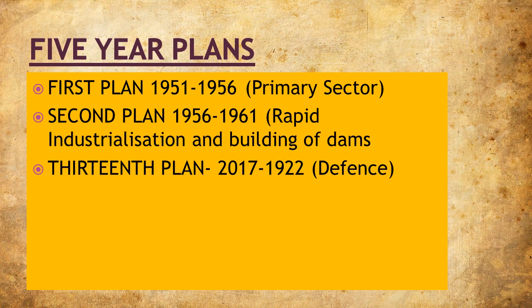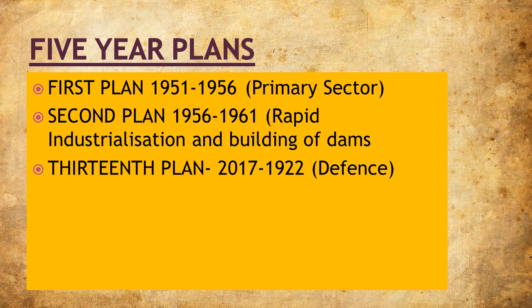That means every government will make its own 5-year plan in which they will decide where they will invest the money in the coming 5 years, where the money will come from, which sector will be given most importance. So the first 5-year plan was from 1951 to 1956. This plan focused more on primary sector. The second 5-year plan was from 1956 to 61, and this plan focused on rapid industrialization and building of dams. The current 5-year plan is the 13th plan, and it is from 2017 to 2022.